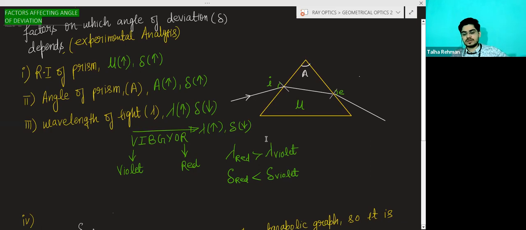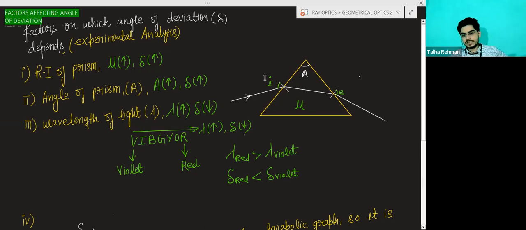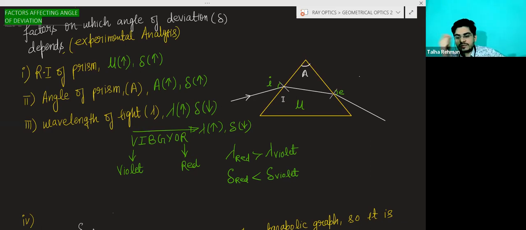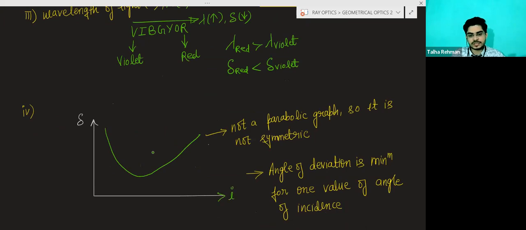Now there is a graph between the angle of incidence and the angle of deviation. What happens when you increase the angle of incidence? Suppose this angle of incidence is 30 degree, then I increase it to 60 degree, 70 degree, 75 degree, and we check the angle of deviation. It is seen experimentally that when you increase the angle of incidence, the angle of deviation first decreases, after that it becomes minimum, and after that again it increases. So this is the graph between the angle of deviation and angle of incidence.